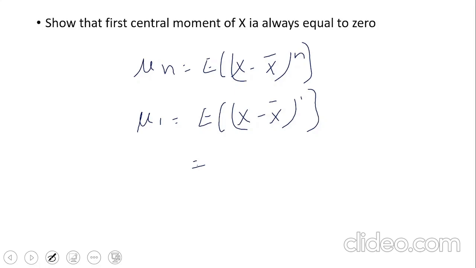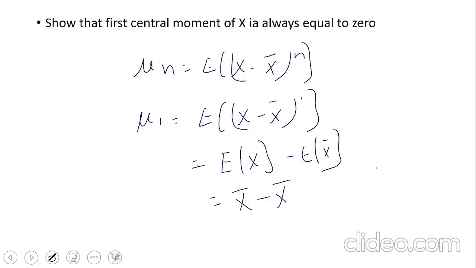Now what can we do with this one, E of x minus x bar? The expectation can be applied to each and every function. E of g1 x plus g2 x can be written as E of g1 x plus E of g2 x. Like that I can write this as E of x minus E of x bar. E of x is nothing but x bar; you can replace the expected value with the mean value. And E of x bar is x bar, because x bar is a constant, and E of a constant is equal to the constant. So x bar minus x bar is 0. So the first central moment of x is always equal to 0.